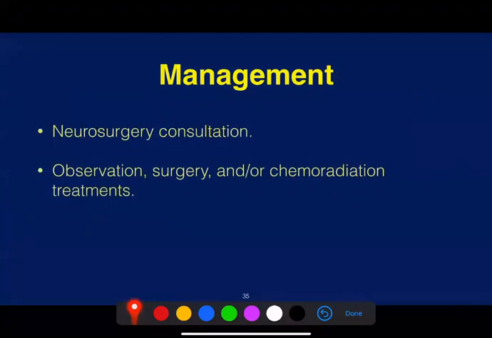So management is a neurosurgery consultation, and this should happen in coordination with the neurosurgeon. So observation, surgery, plus or minus chemoradiation treatment should be done in coordination with the neurosurgery.